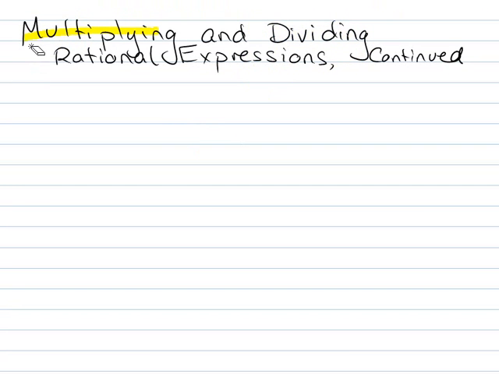Alright, if you haven't seen the previous video on multiplying and dividing rational fractions, where we actually just did multiplying, go back and look at that now. Previously we looked at multiplying, now we're going to look at dividing. If you don't understand that, you will never understand this, because they're basically the same thing. So if you haven't already, go back and find that video and watch that.